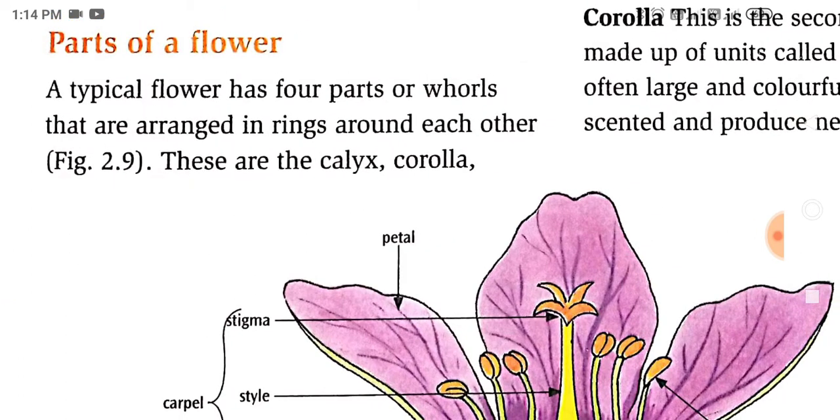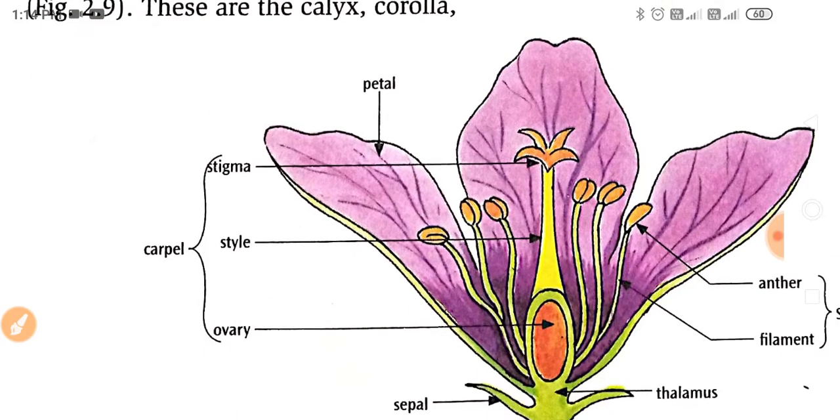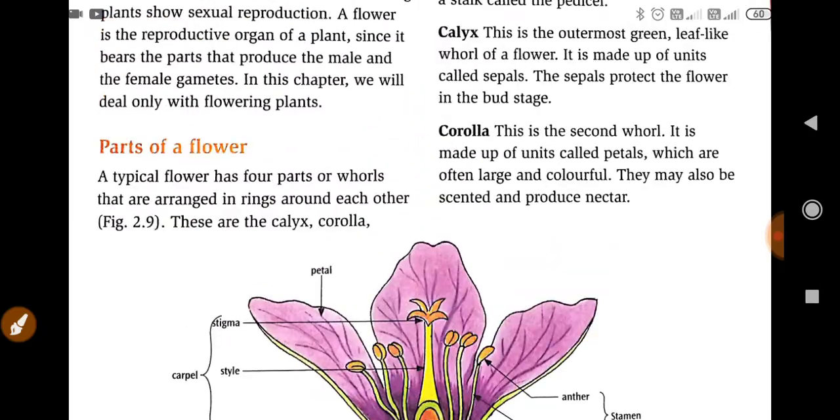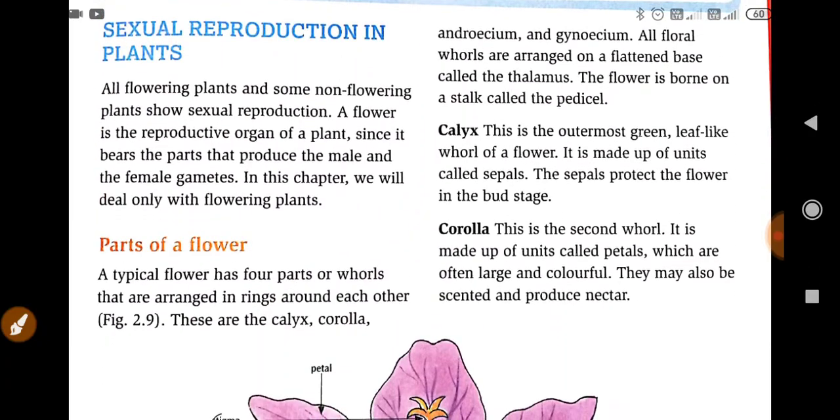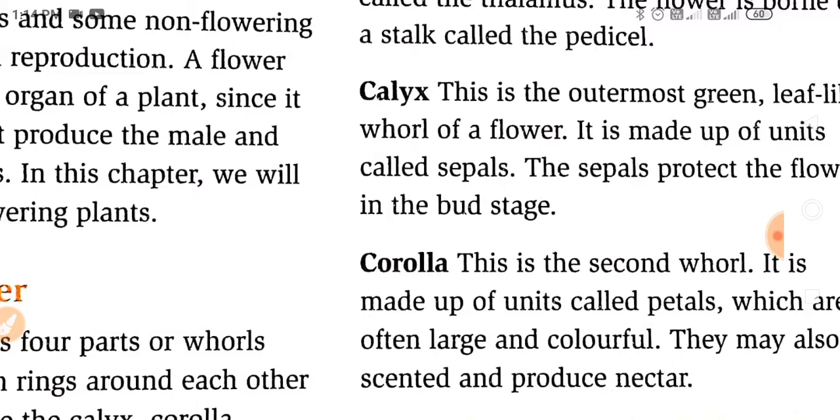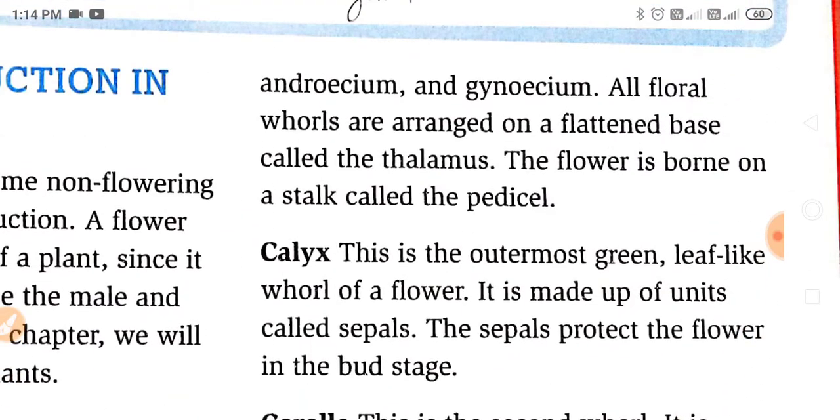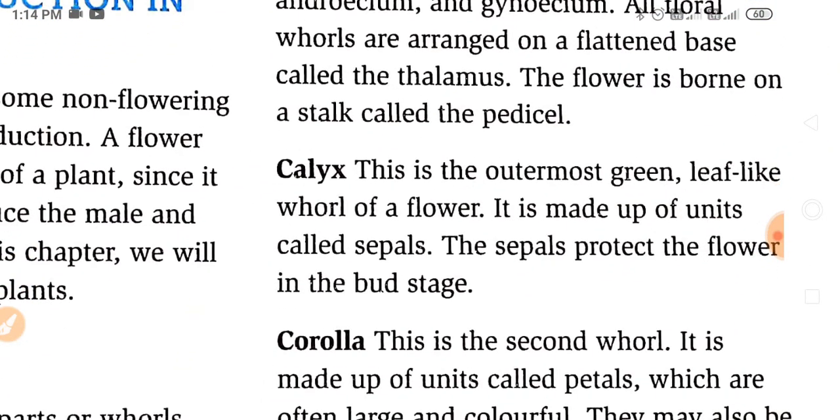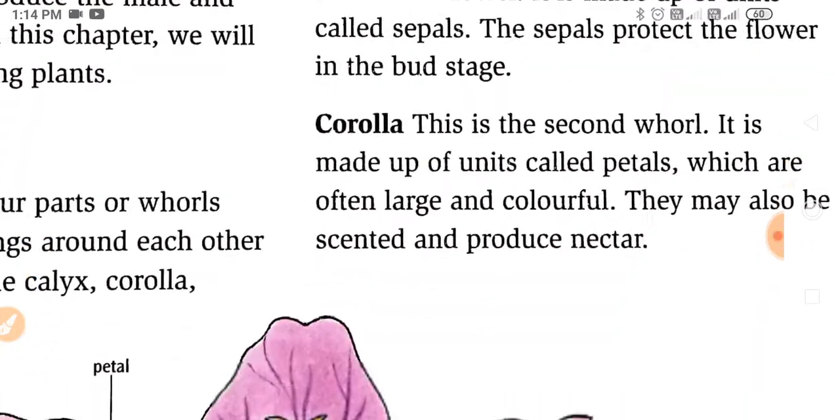A typical flower has four parts or whorls that are arranged in rings around each other. These are calyx, corolla, androecium and gynoecium. All floral whorls are arranged on a flattened base called thalamus. The flower is borne on a stalk called the pedicel.